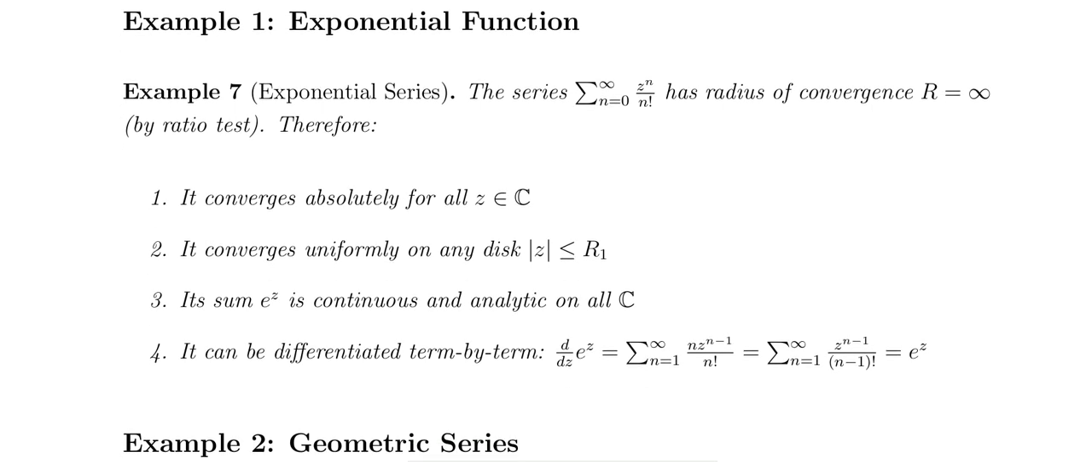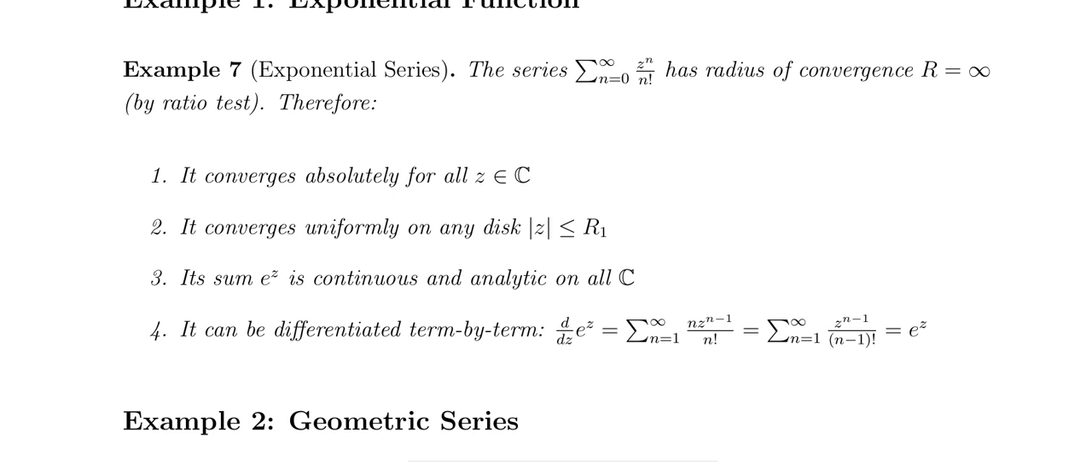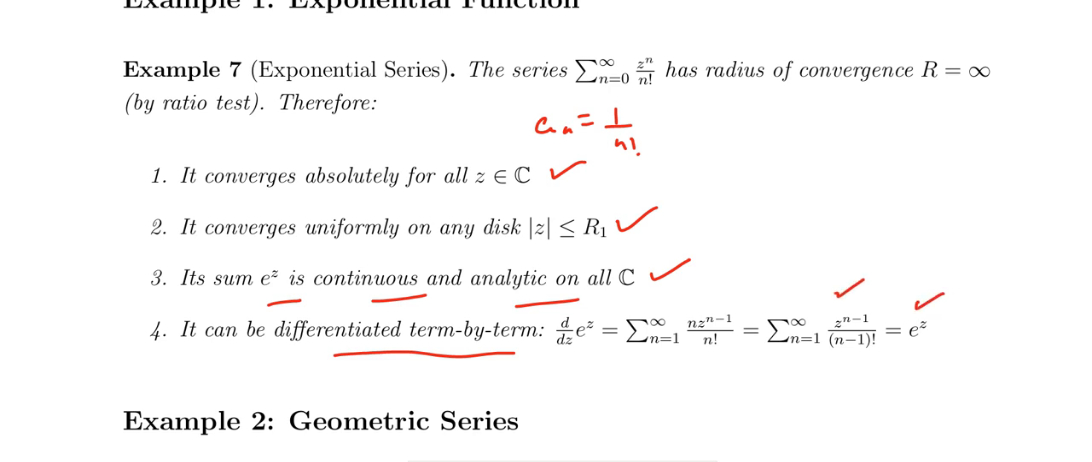So this exponential function has the radius of convergence r equal to infinity. By the ratio test, where a n equal to 1 by n factorial, it converges absolutely for all z belonging to C, converges uniformly for mod z less than or equal to r1, and the sum e power z is continuous and analytic on all of C, and differentiated term by term, that is also equal to e power z.